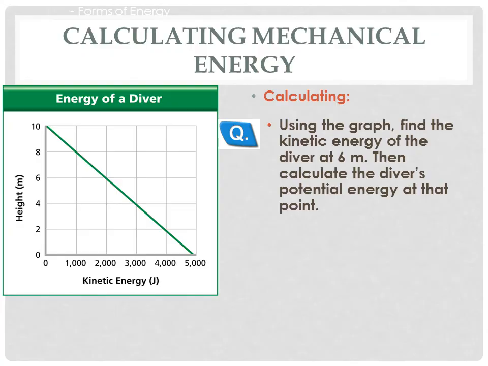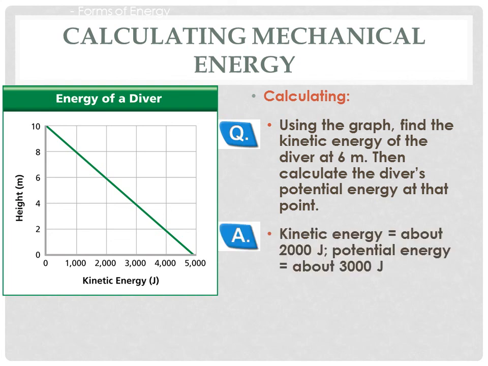Okay, now we have calculating mechanical energy. Here is a question based on the graph given here. The graph shows the energy of a diver. Graph shows kinetic energy in joules and height in meters. The question is, using the graph, find the kinetic energy of the diver at 6 meters, then calculate the diver's potential energy at that point. We know that from the graph it is clear kinetic energy is about 2000 joules and potential energy is about 3000 joules.